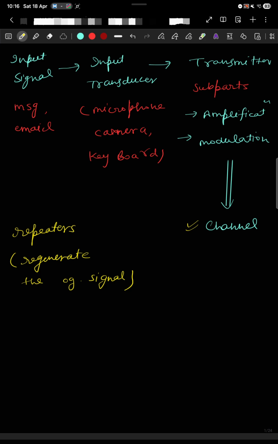Now, finally, the signal reaches the receiver. The receiver does the opposite process. It demodulates and reconstructs the original message. So the demodulation process happens at receiver end, and where it reconstructs the original signal.